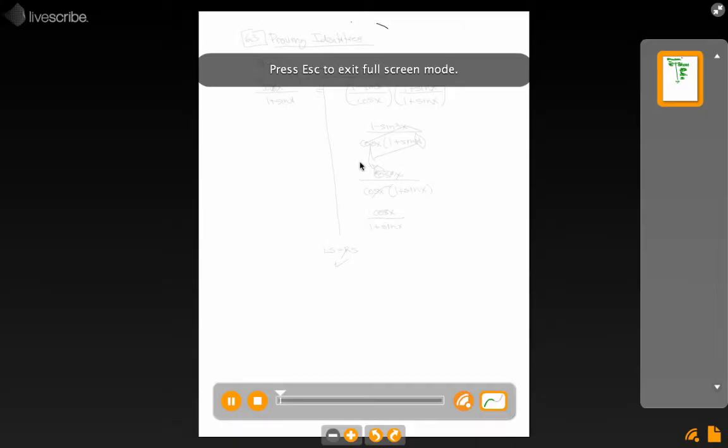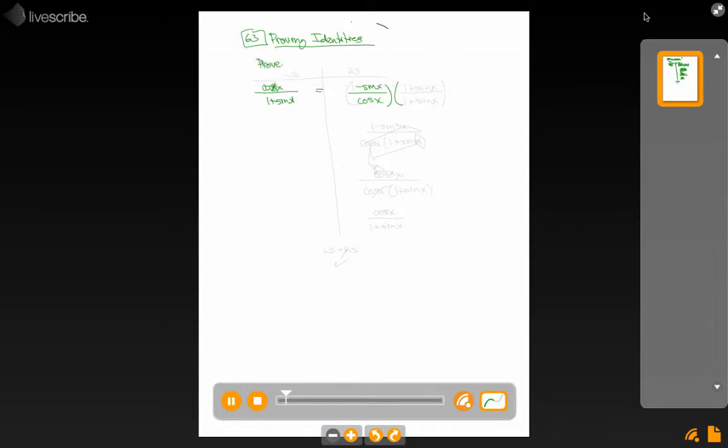This example comes out of section 6.3, proving identity. We're asked to prove this identity: cos x divided by 1 plus sine x equals 1 minus sine x divided by cos x.